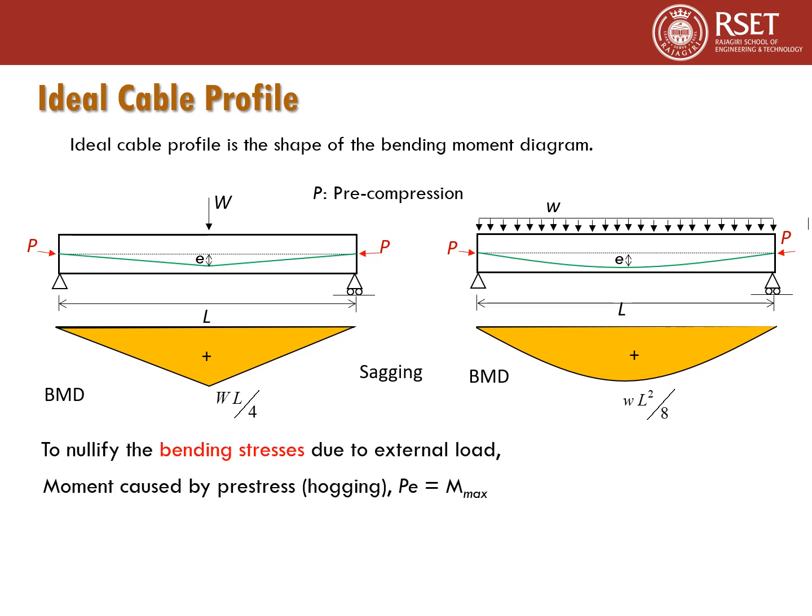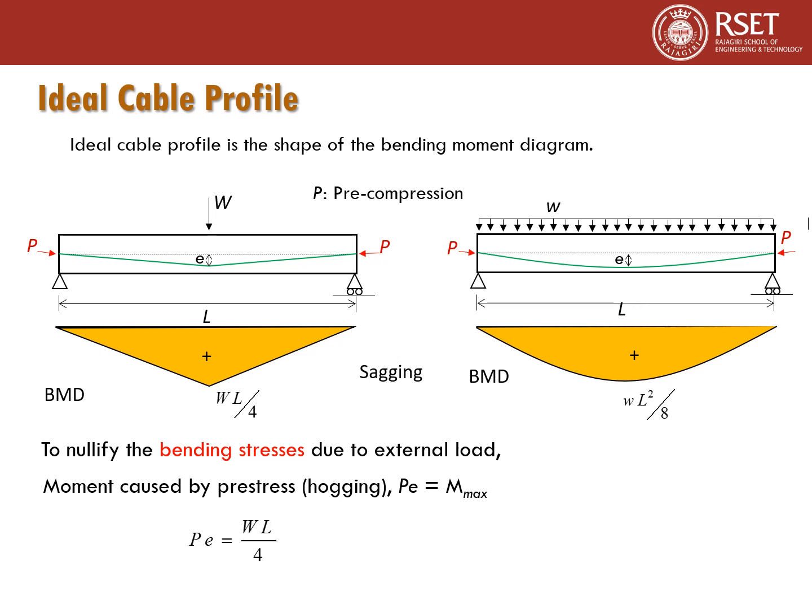So to completely nullify the bending stresses due to the external load, the moment caused by the pre-stress will be P into eccentricity. Suppose at the middle it will be P into the maximum eccentricity e, and if we equate it to the moment caused by the external load, we can completely nullify the bending stresses. That means at any section if you take, you will not have any bending moment in the beam. However, there will still be axial forces due to the pre-compression provided.